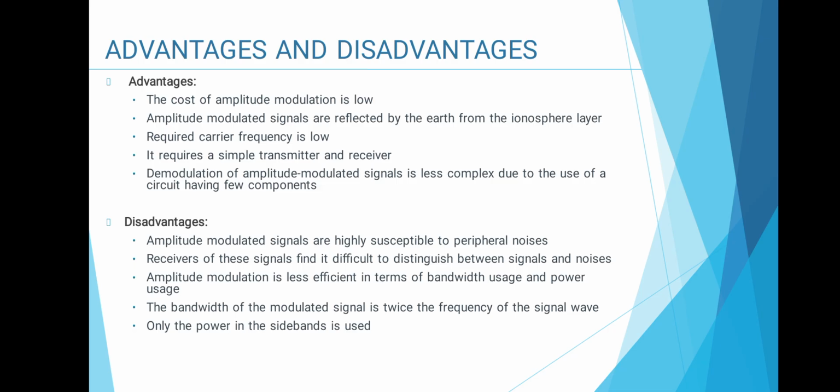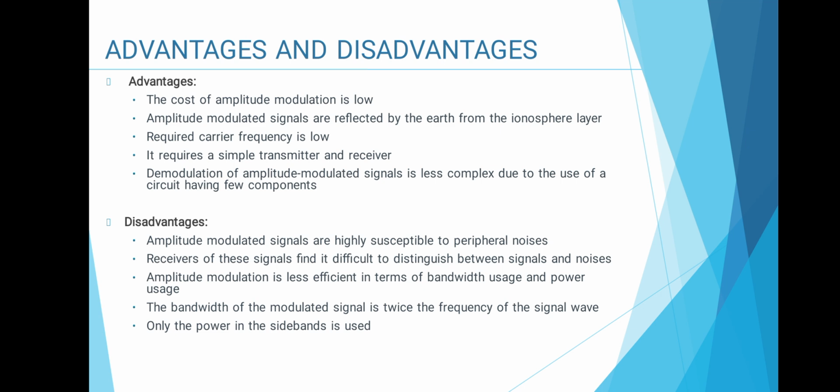There are many advantages, like the cost of amplitude modulation is low. Amplitude modulated signals are reflected by the earth from the ionosphere layer. The required carrier frequency is low. It requires a simple transmitter and receiver. The demodulation of amplitude modulated signal is less complex due to the use of a circuit having few components.